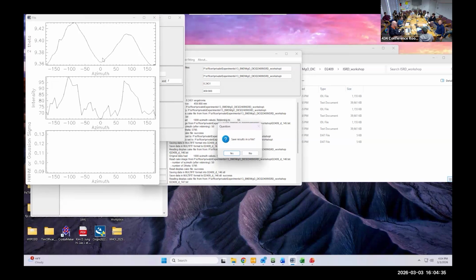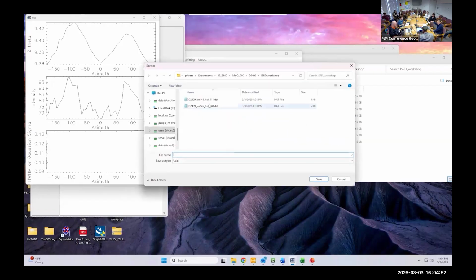Okay, that looks weird. This looks kind of like the beam center is off because it should be symmetric about that. You can correct for that in the later program. So I'll save this in a file.